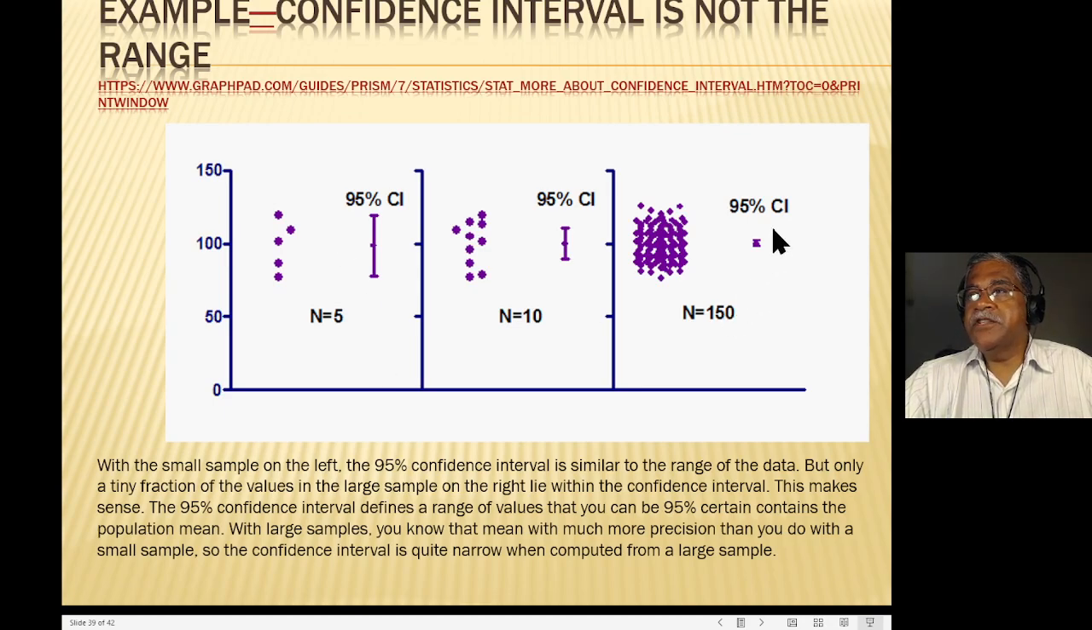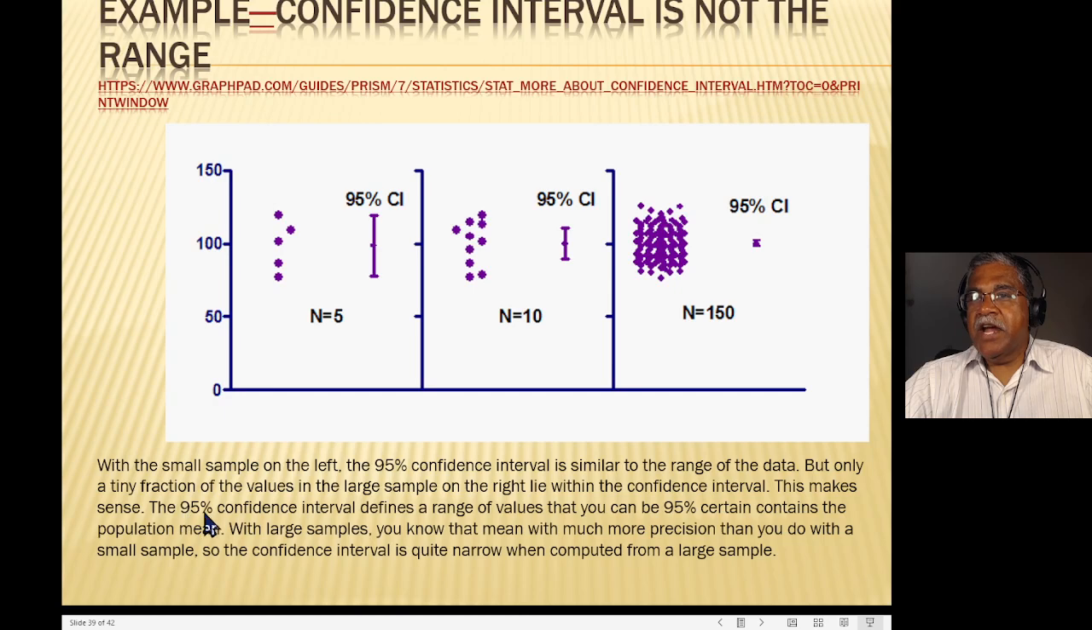So your confidence interval of 95% becomes smaller as your number becomes bigger. So what does that mean? So let's take a look at this. With a small sample on the left, the 95% confidence interval is similar to the range of the data because it encompasses all the data. But only a tiny fraction of the values in the large sample on the right, that is here, lie within the confidence interval.